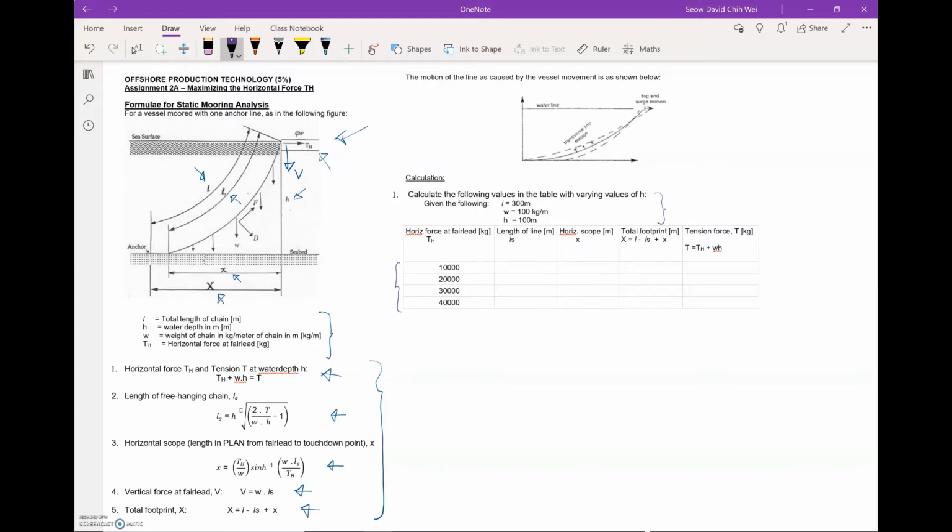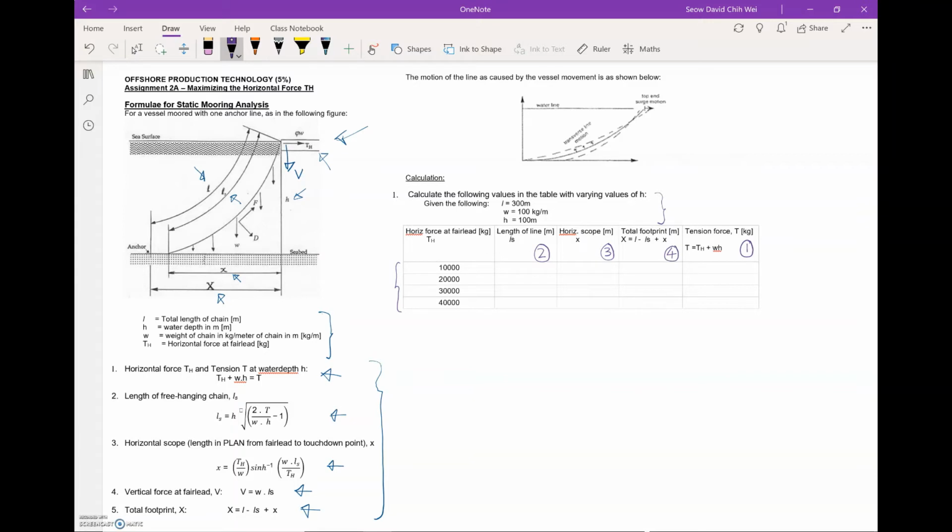So I'm going to use the equations on the left and run through the calculation. By observation, I will calculate the tension force first, after which I will calculate LS as the second value based on the values I have from T, then I will calculate the horizontal scope, small x, and lastly the total footprint, the big X.